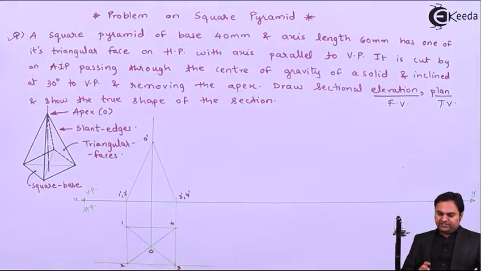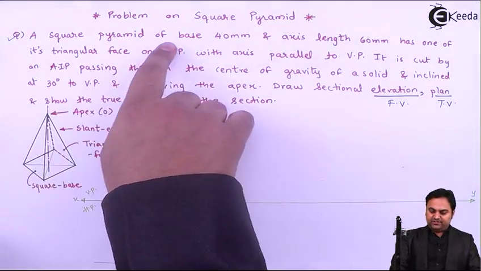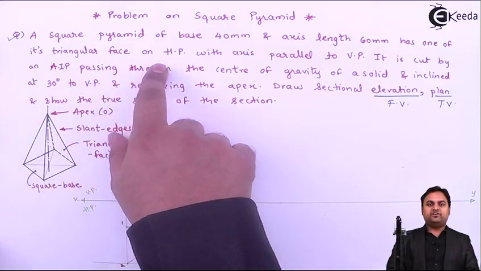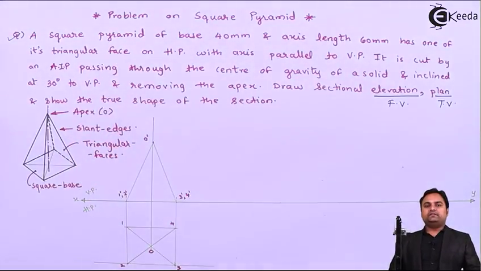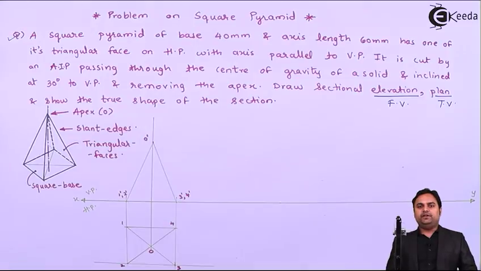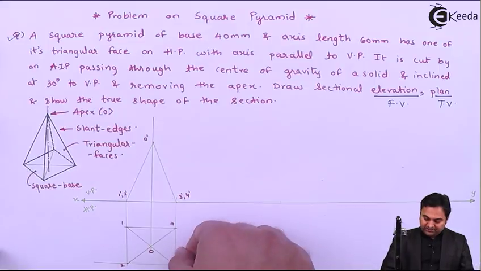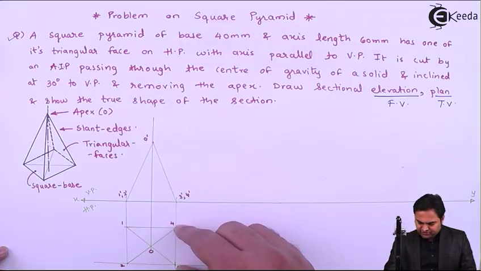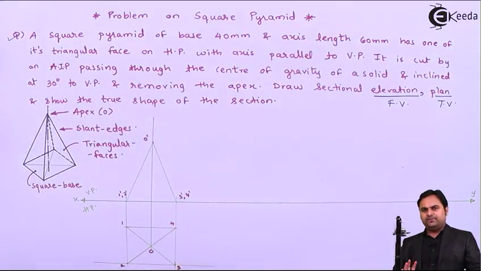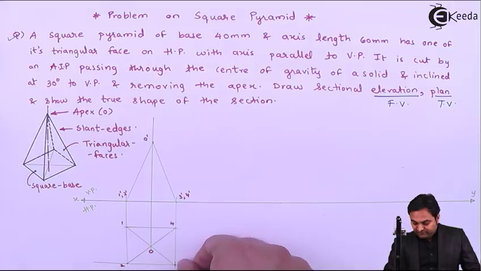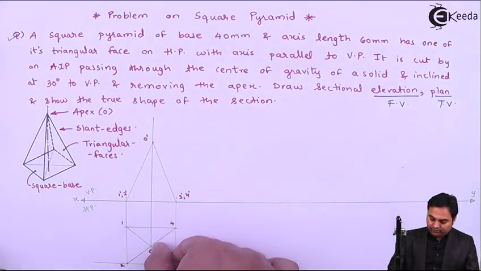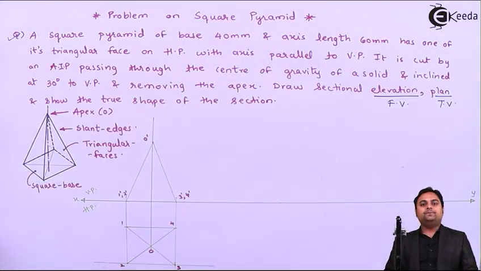So now in the question it is mentioned that square pyramid of base 40 mm and axis length 60 mm has one of its triangular face on HP. So when the triangular face is in HP, it means that the square pyramid should lie on its edge. Like taking an example here it is resting on edge 3 to 4 because we are going to tilt the pyramid onto the right hand side. So if it is resting on this edge, and when I am going to tilt this pyramid, it will be lying on its triangular face O43.